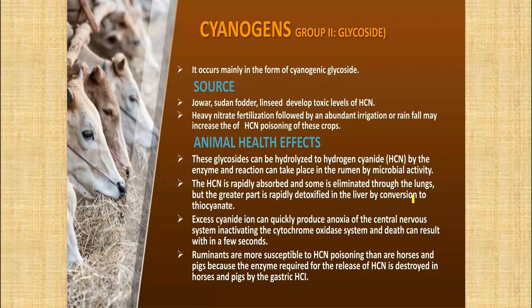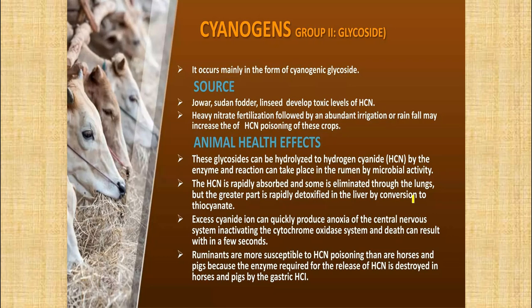Cyanogens are highly toxic substances found in plants like jowar, Sudan grass, and linseed meal, and these develop acute toxicity of hydrocyanic acid. Then heavy nitrate fertilization followed by abundant irrigation or rainfall may increase HCN poisoning in the case of crops.